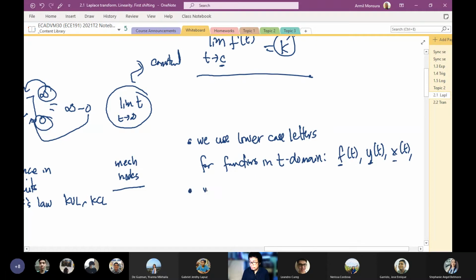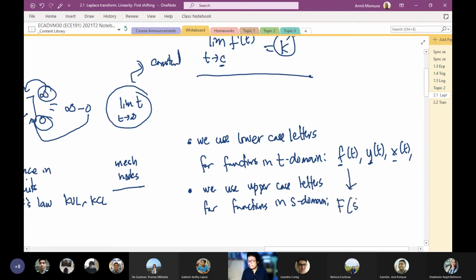Now, we use uppercase letters for functions in the S domain. If your function is already in the S domain, you have to use the uppercase letter that describes the function in the T domain. So the Laplace transform of f of t is F of s, with F in uppercase. Is that clear? While the Laplace transform of y of t is Y in uppercase of s, and the Laplace transform of x of t is X, again uppercase, of s.